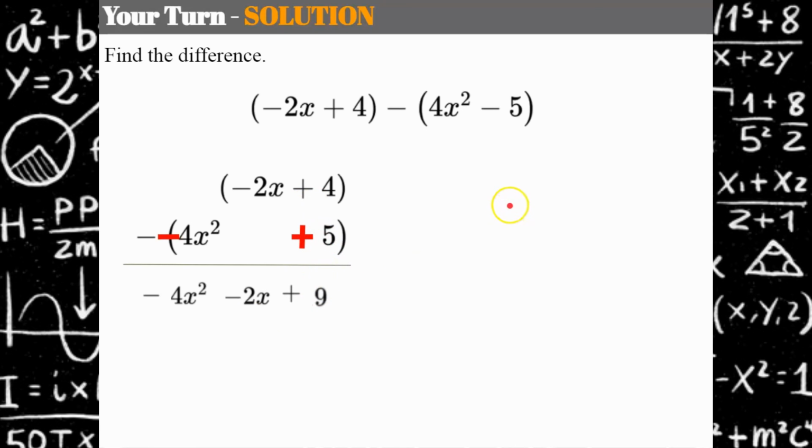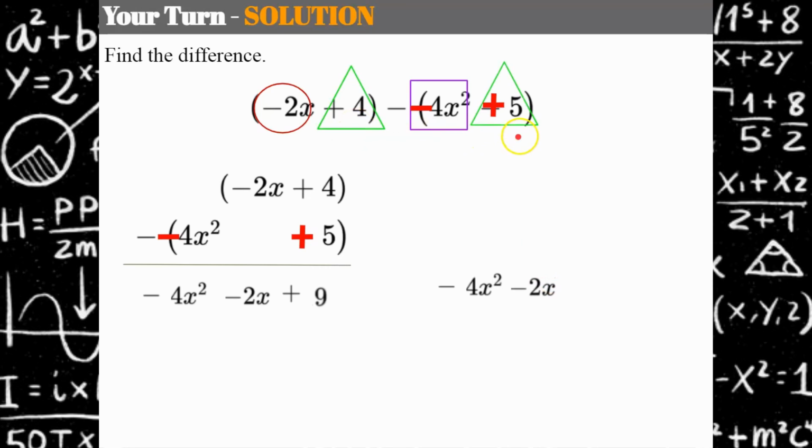Now we're going to do the horizontal method. So make it opposite, opposite. Now I'm ready to identify. I only have one x squared term, negative 4x squared. Only one x term, negative 2x. And here are my constants. 4 plus 5 is positive 9.